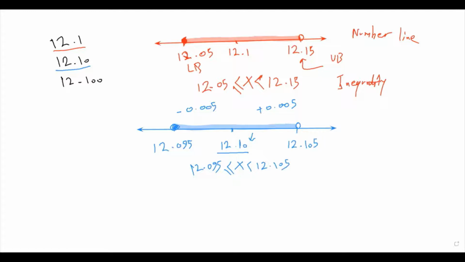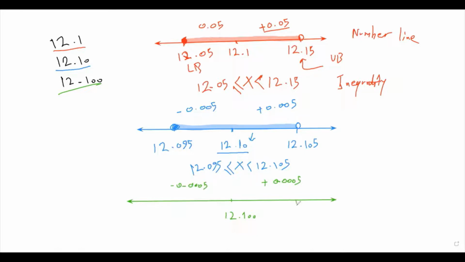So for the first one, let me show you how much we added. We added 0.05, right? So, okay, and the last one, the most accurate one, if I want to show it on a number line, this is 12.100, and then I add, this goes up to thousands. I go up to 10,000s, which is 0.0005. I add this and subtract this to get the upper and lower bound respectively.